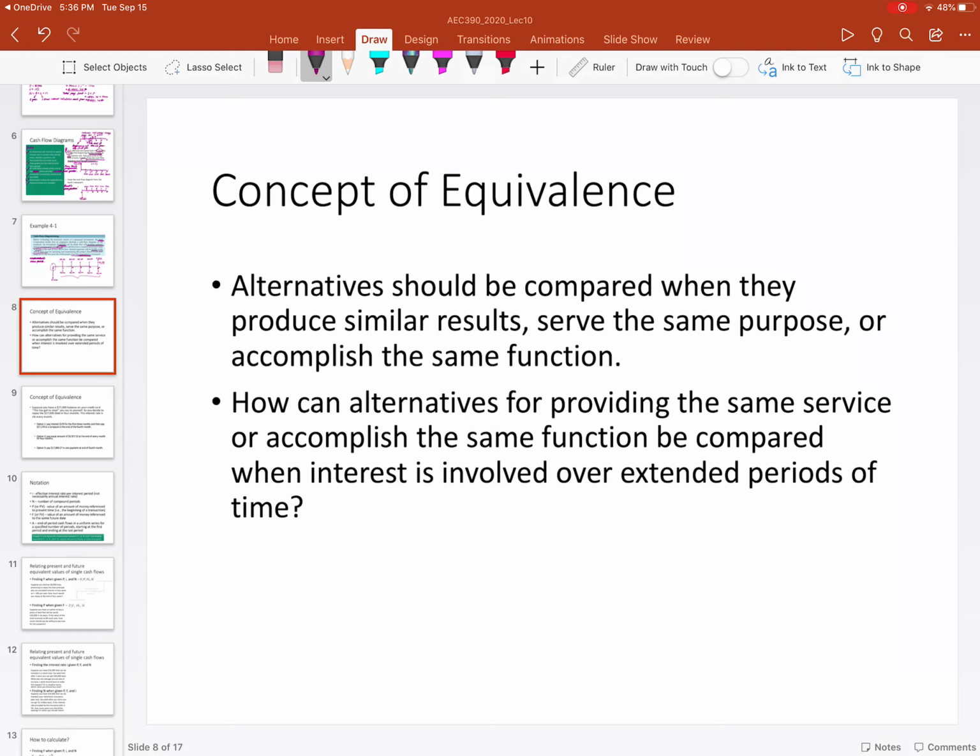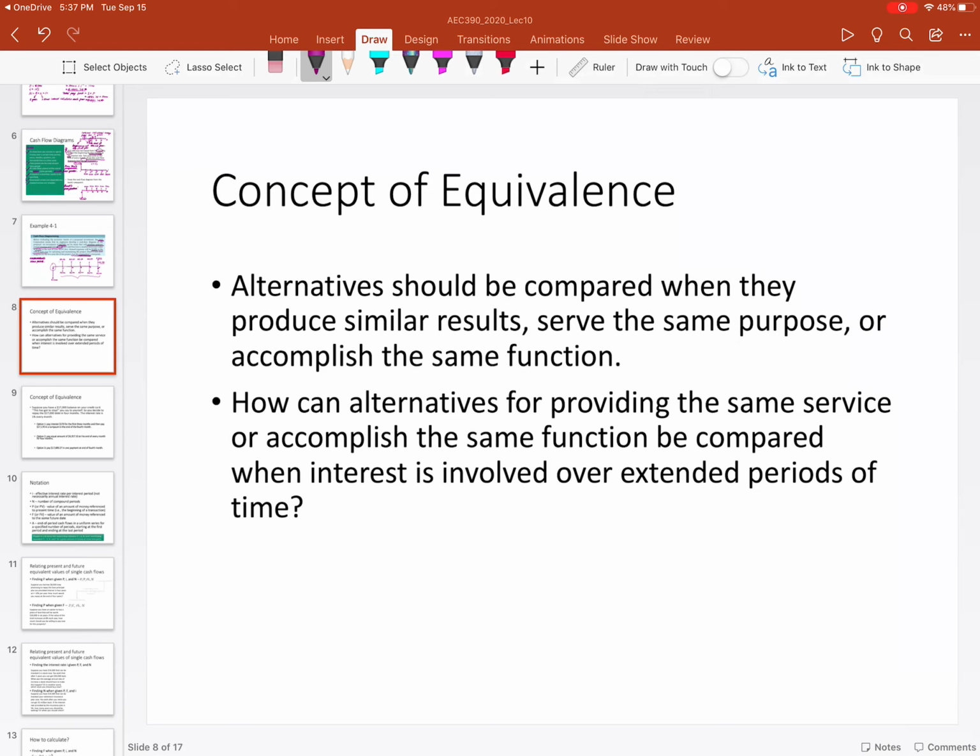Okay, next, so let's learn something new. It's called the concept of equivalence. So equivalent here, what do we mean by equivalent? It means that, okay, so we said in engineering economy, we always want to compare different alternatives, right? Different projects, different options to invest money. And those alternatives you compare, they should be comparable.